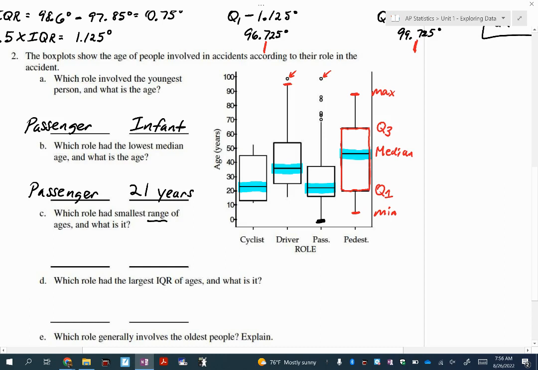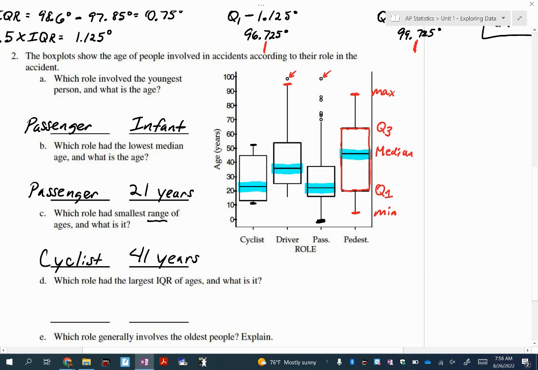If you look at cyclist and pedestrian, those box plots, you can see the edges of these whiskers. The cyclist is going to be a much smaller range, because they don't have any outliers. So I'm going to say cyclist, and I'm going to estimate it at 52 minus 11, so I guess I'll just say 41 years. Again, these are approximate guesses.